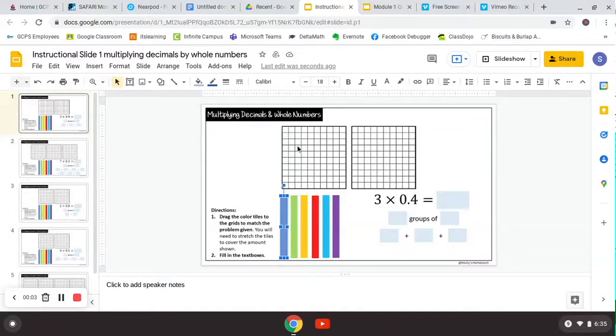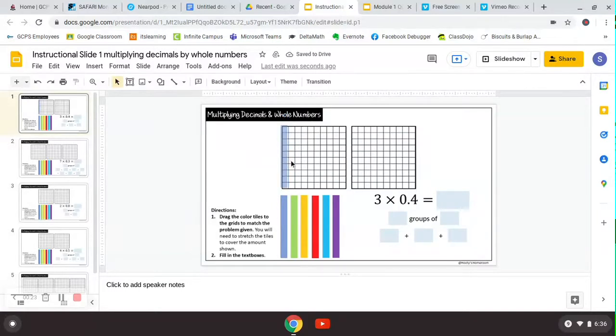Today we're going to be using 100 grids like these to represent 1. So within each of these ones right here, there are 10 tenths. Right now I'm highlighting 1/10 or 0.1. If I put 10 of these blue bars across here, it would fill up the whole 1. So each one of those is a tenth. Alright, I'm going to put that back for just a moment.